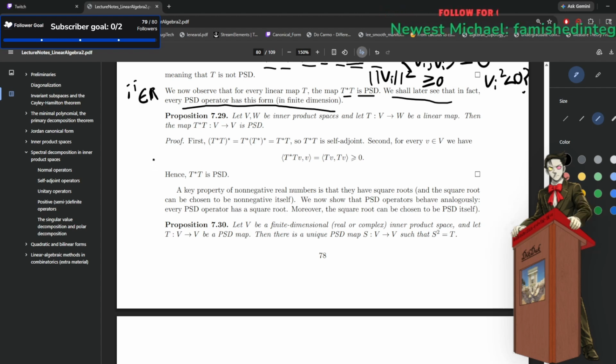Now let's continue. Proposition 7.29. Let V, W be inner product spaces and let T from V to W be a linear map. Then the map T star T from V to V is positive semi-definite.